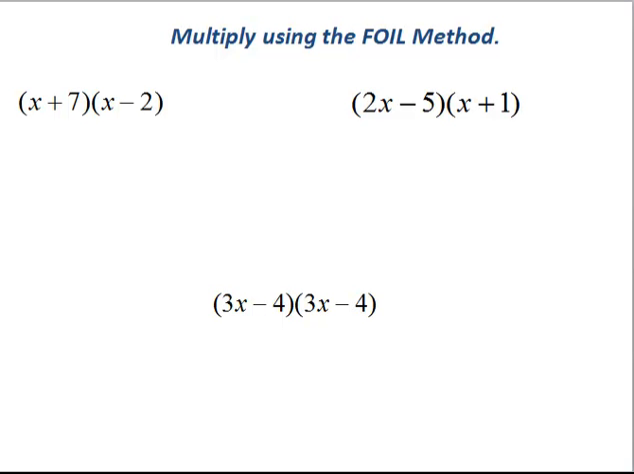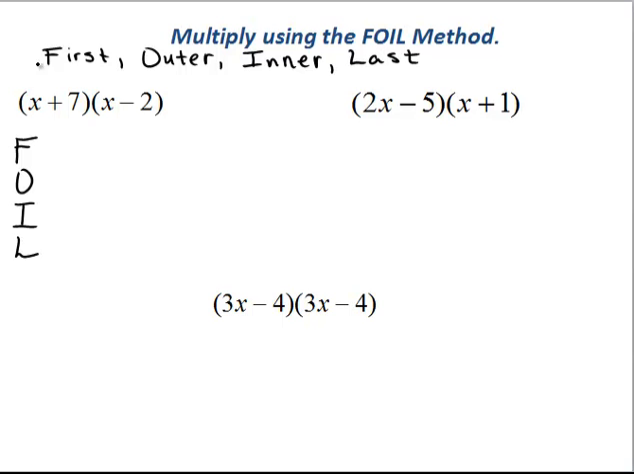On the next set of examples, we're asked to multiply using the FOIL method. What I always like to do on these types of problems is write out the word FOIL going down. FOIL stands for first, outer, inner, and last. So let's write that at the top. First, outer, inner, and last.